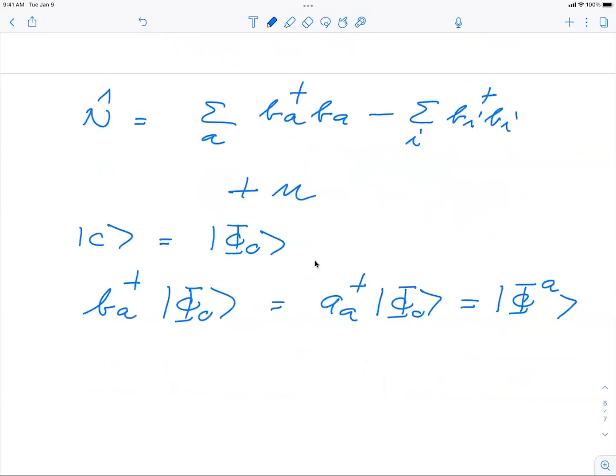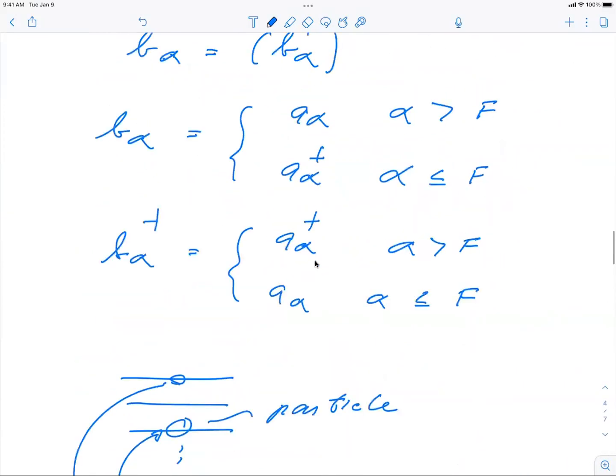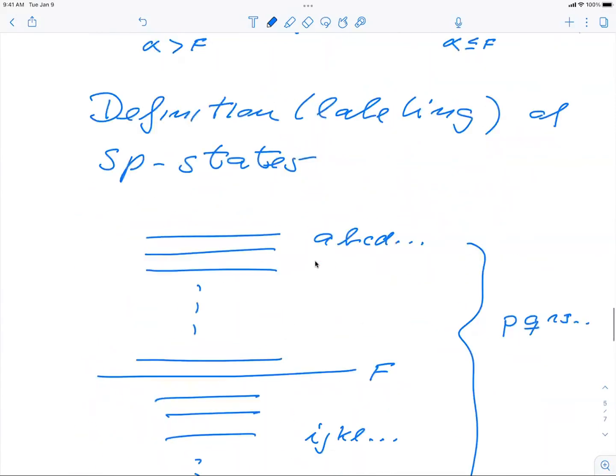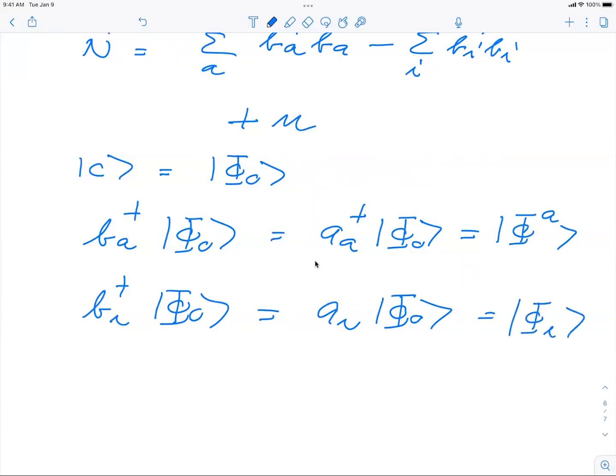So remember now that A is uniquely defined as a state above the Fermi level. If you go back to the definitions we had for these operators, it means that when alpha is larger than F, it's simply replaced by a standard creation operator. Then I'm going to introduce a new state here. If I have a b_i acting on phi 0, this is the same as the old a_i destroying a state below the Fermi level, and i is included in the states below the Fermi level. This is something you would label as an i here. So this is an N-1 state. This is obviously an N+1 state.